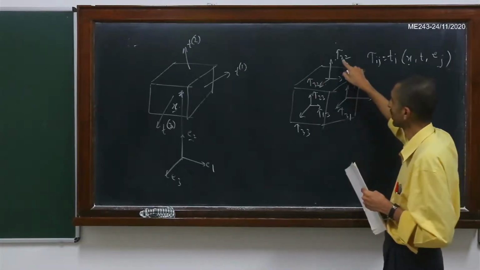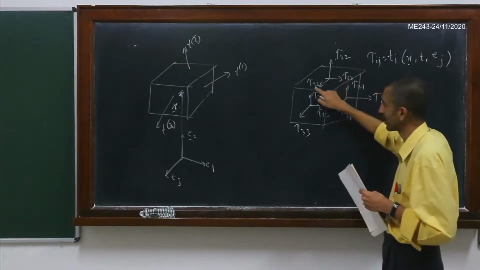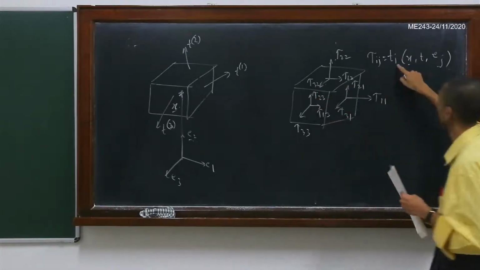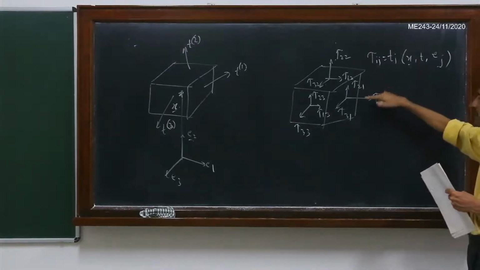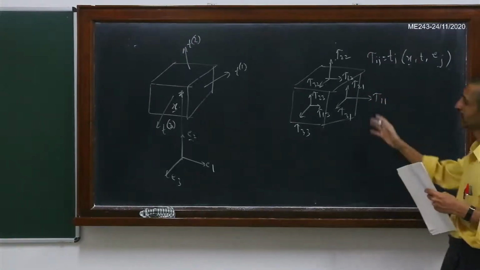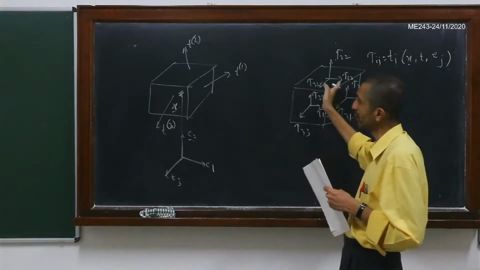This is the component of that traction along the 2 direction, and this is the component of the traction along the 3 direction. So this first index represents the component of that traction, right? Along which direction is that component? So that is what that represents. Okay, and then we have not shown the stress components on the other faces.